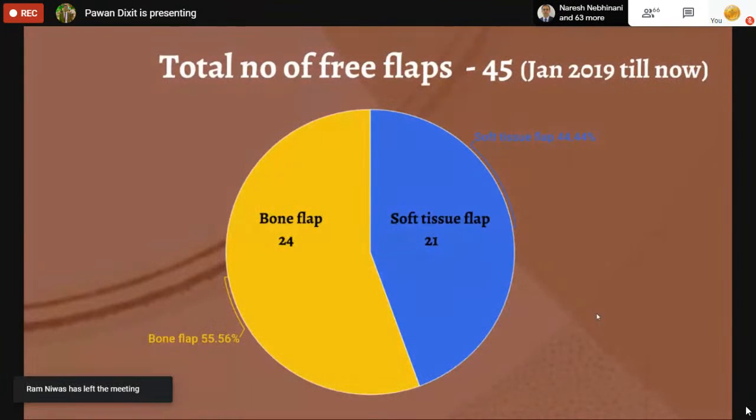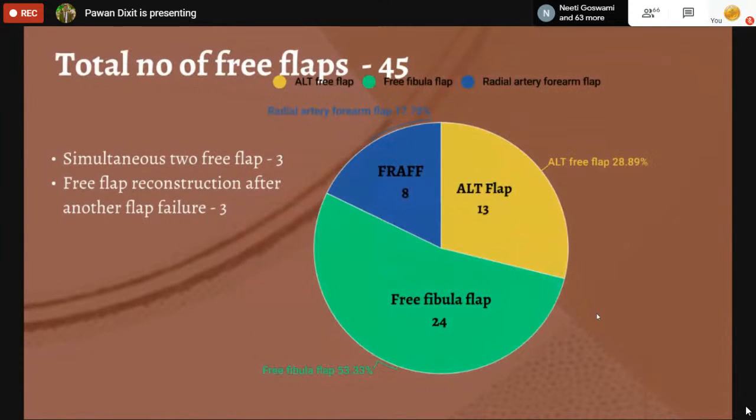From January 2019 till now, there are 45 free flaps done in head and neck reconstruction, in which 21 were soft tissue flaps and 24 were bone flaps. If we divide it according to the type of flap, then the ALT flap was done in 13 patients, free radial forearm flap in 8 patients, and free fibula flap in 24 patients. In 3 patients, 2 free flaps were done simultaneously because of the requirement of the defect. And in 3 patients, after another flap failure, free flap reconstruction was done as a second operation.